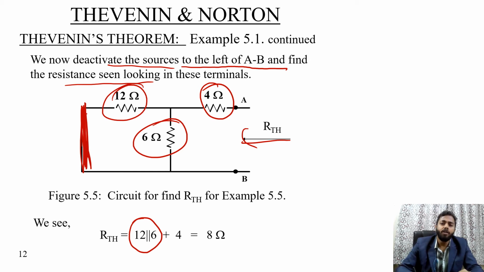Hence, when two resistors are in parallel, you can find the equivalent resistance by R1 into R2 by R1 plus R2.